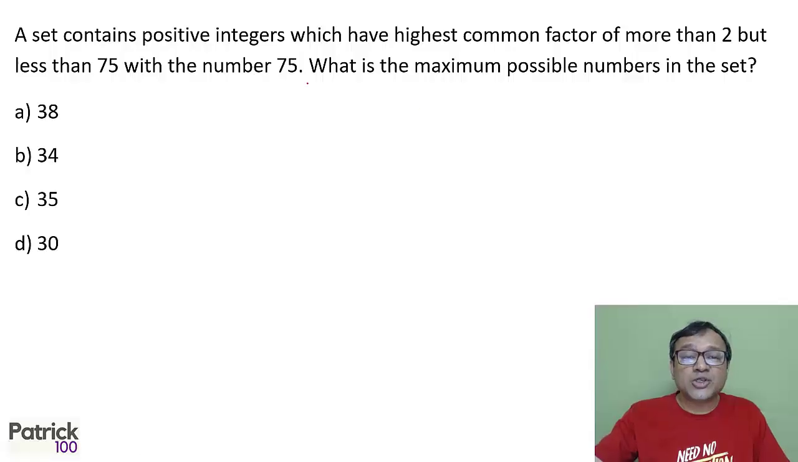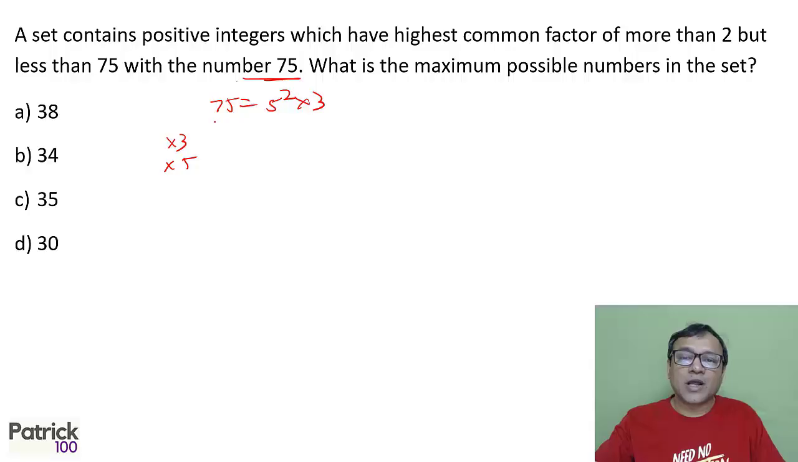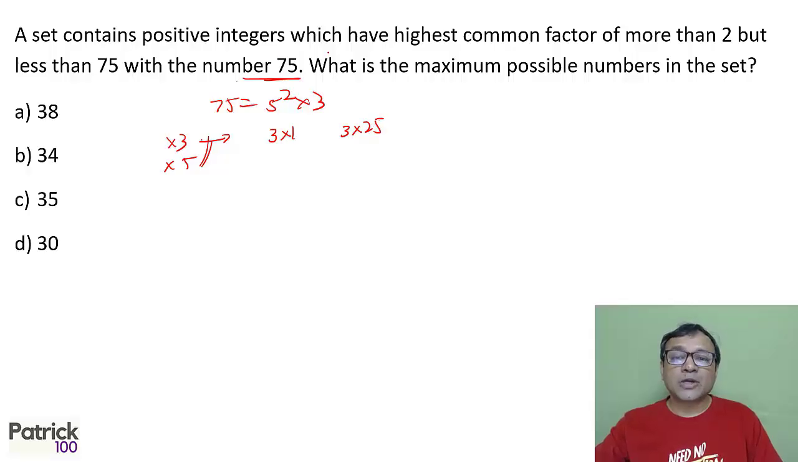The set contains positive integers which have a highest common factor of more than 2 but less than 75 with the number 75. Now, 75 is nothing but 5 square into 3. So the common factor should be either a multiple of 3 or a multiple of 5, the highest common factor. So check out all the numbers which are multiples of 3 and multiples of 5. Multiples of 3: 3 ones are 3, 25s are 75. But 25 is not valid because it has to be less than 75.